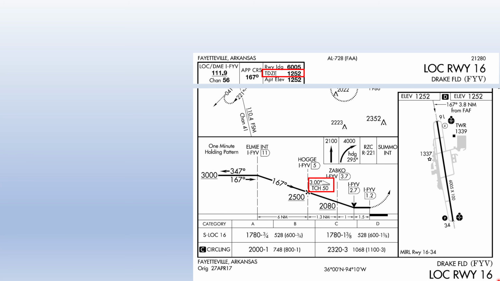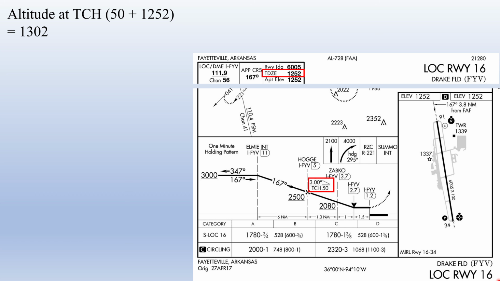It also tells us at the top of the chart that the touchdown zone elevation for this field is 1252 for runway 16. So for crossing the runway threshold, which is 1252, 50 feet above that, our altimeter should read 1302 as we cross the runway threshold if we're on that visual descent angle. Just add 50 feet to 1252 and you come up with that.